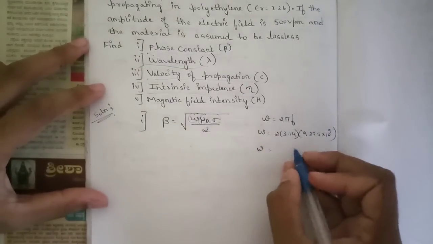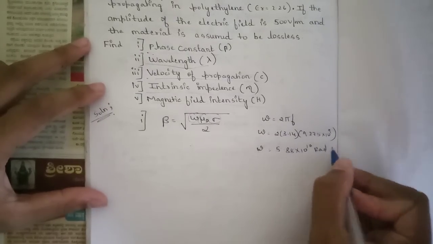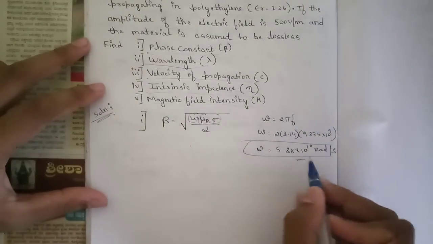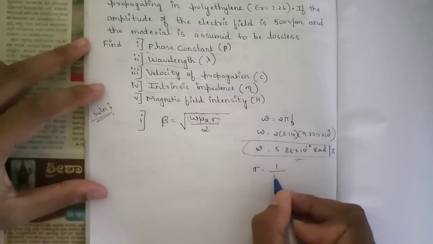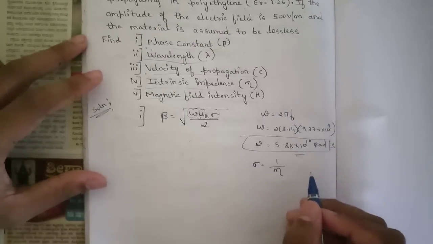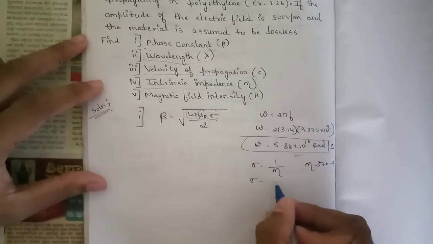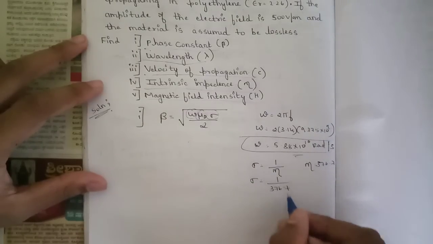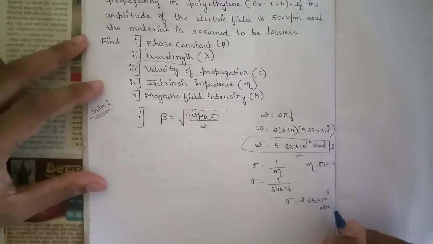If we solve this, we get the omega value as 5.88 into 10 power 10 radian per second, which is its unit. Similarly, sigma is equal to 1 by neta, since neta is the intrinsic impedance. In free space the value of neta is 376.7. So sigma is equal to 1 by 376.7, and if we simplify, we get approximately 2.65 into 10 to the power minus 3 mho per meter. This is the unit for sigma, conductivity.